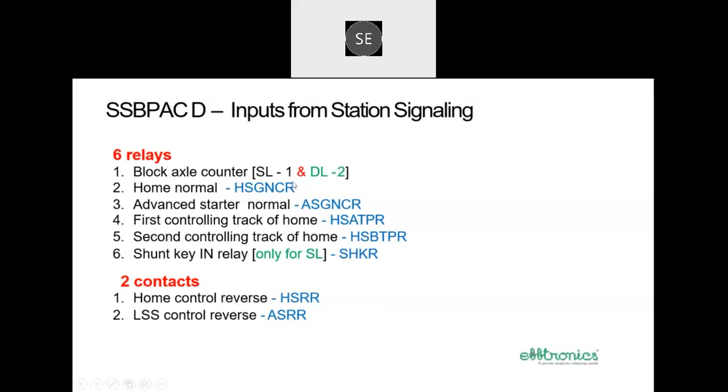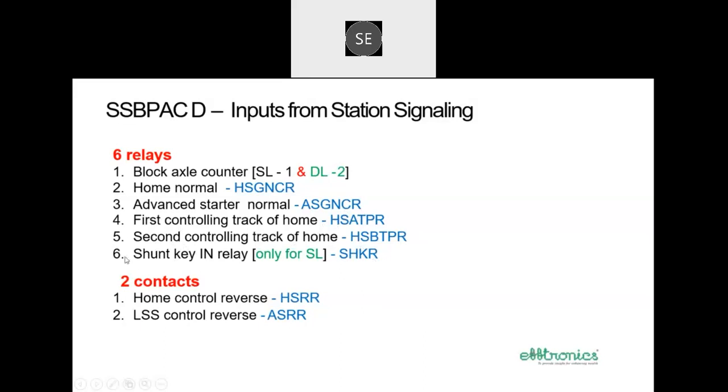Second, that is home signal GNCR. And third is advanced starter normal, means LSS status and LSS controls and its statuses are normal, means advanced starter GNCR. Next, two track circuits after home signal, that means the first track circuit after home and the second controlling track circuit after home, HSAT and HSBT. In case of single line, the shunting key relay, shunt relay, is also actually part of the block instrument only, so this will not come from station signaling.